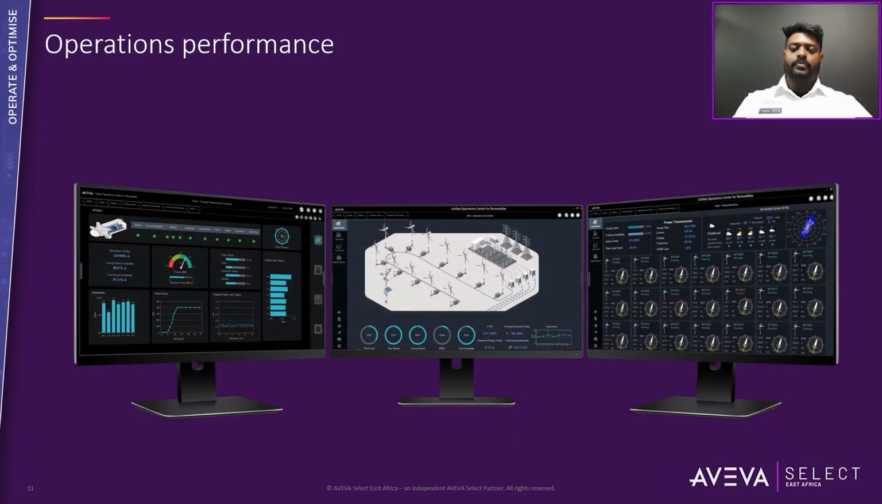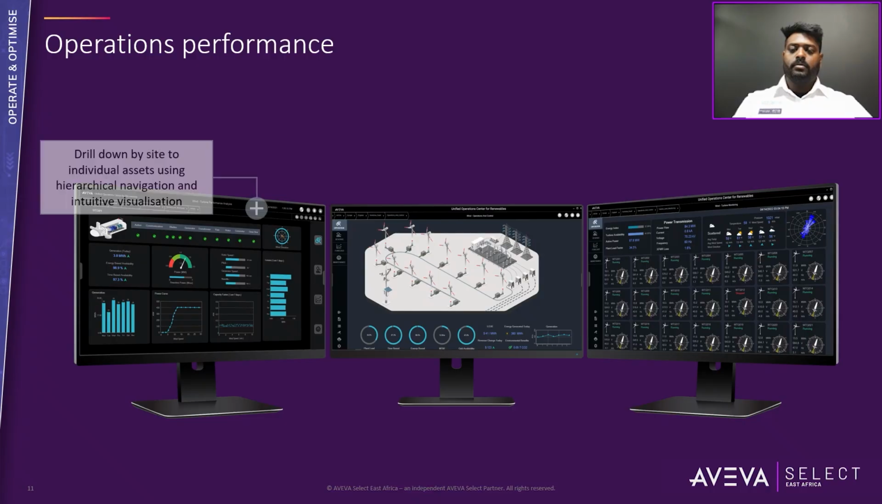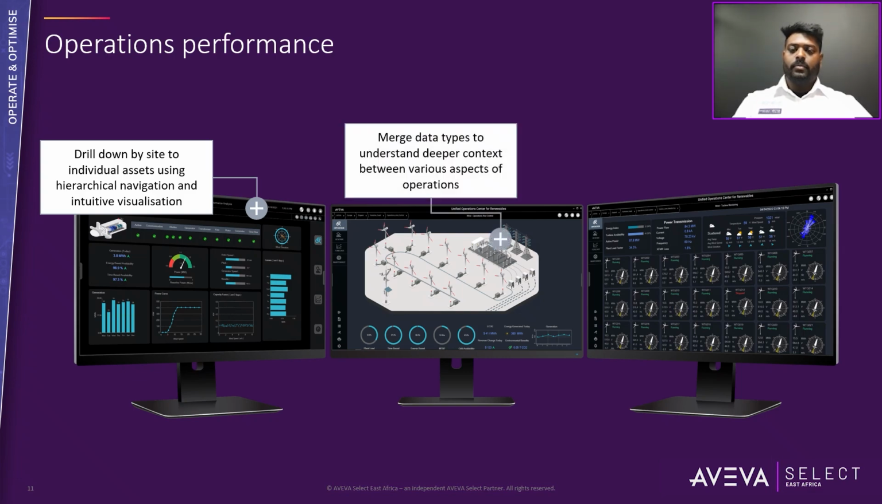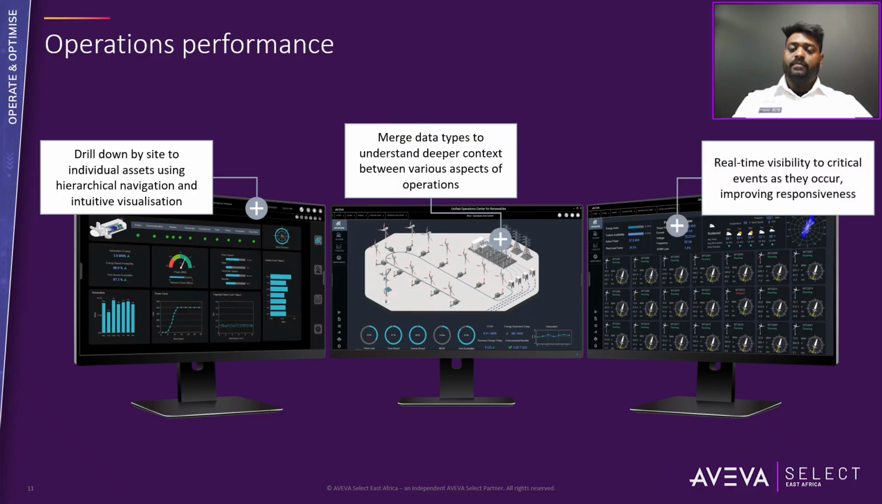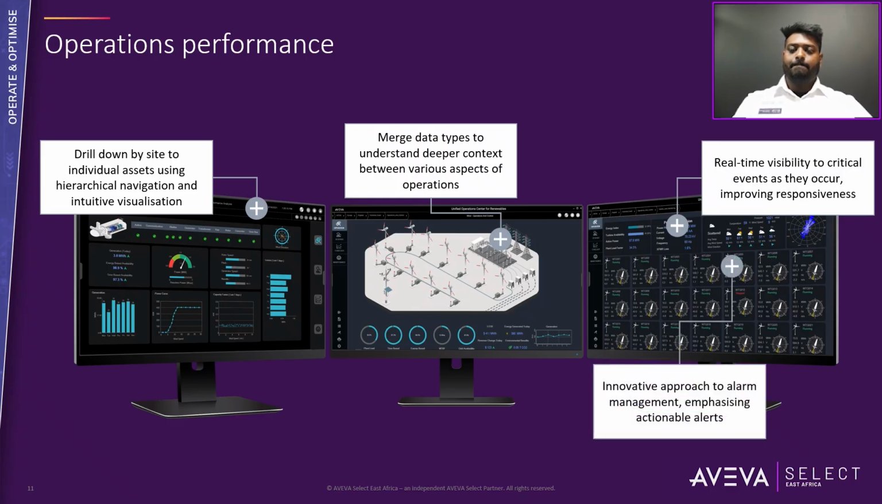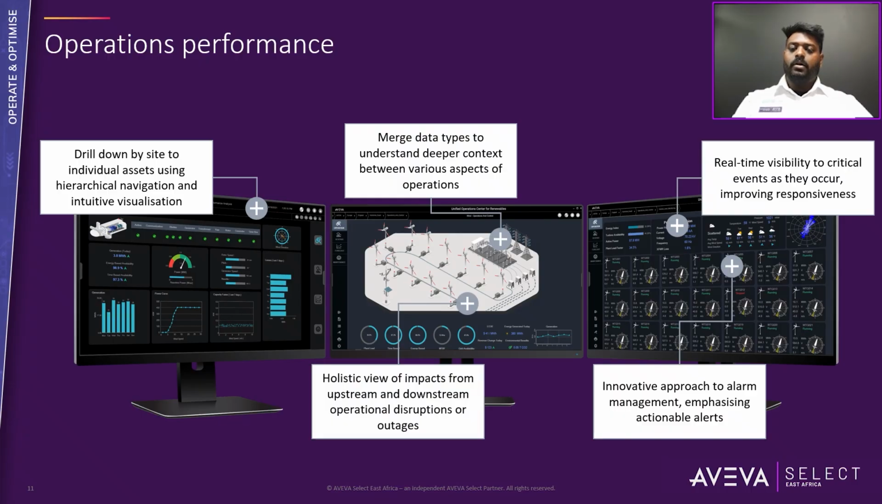Let's look at the enterprise performance visibility in real time. We drill down by site to individual asset using the hierarchy navigation and intuitive visualization. You merge data types to understand deeper context between various aspects of operations. The real-time visibility to critical events as they occur, improving responsiveness. Innovative approach to alarm management, emphasizing actionable alerts. A holistic view of impacts from upstream and downstream operation, disruptions or outages.